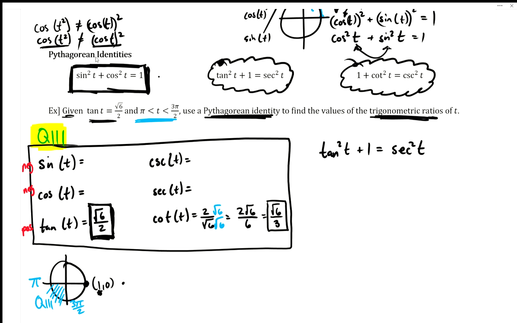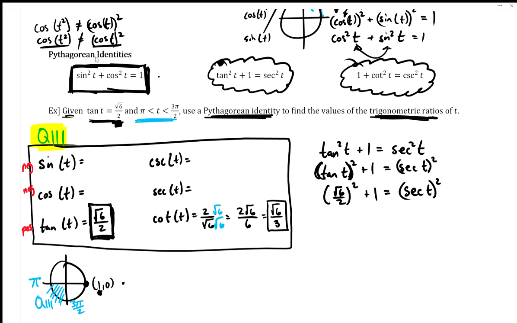Okay, and then remember, this square is saying your whole trig function is squared. So let's rewrite it for now. You don't have to in later problems, but I think it's a good idea for us right now. And then what they're saying is, tangent of t is that square root of 6 over 2. So all of this in the parentheses is just the square root of 6 over 2, and then still squared, and then still plus 1, still equal to secant of t all squared.